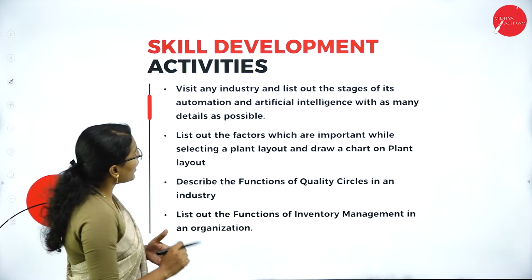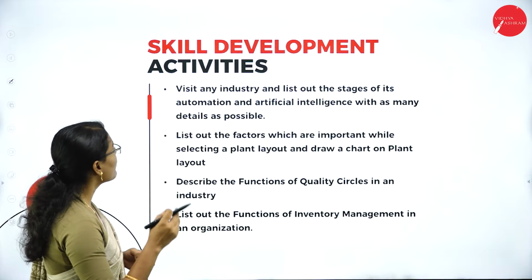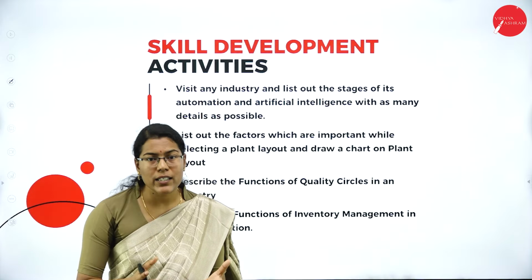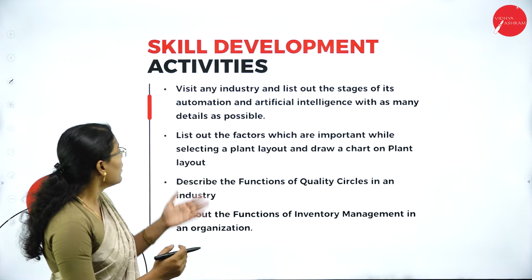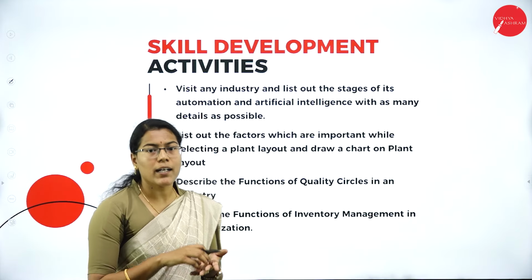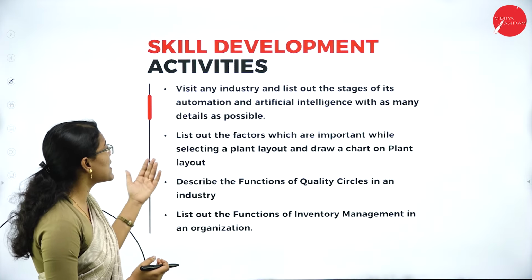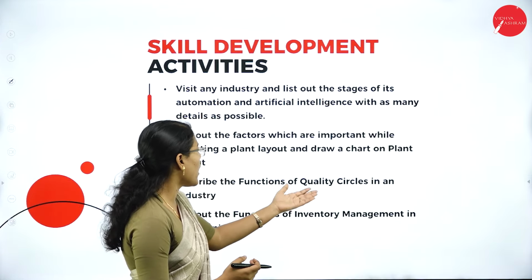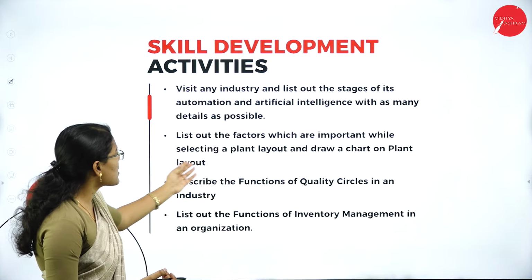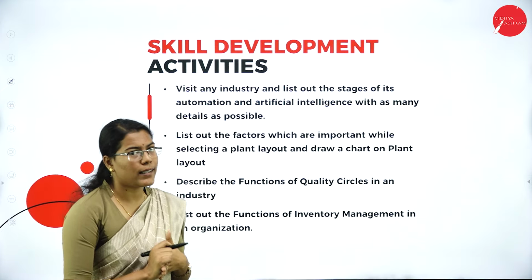So here are the skill development activities. Visit any industry and list out the stages of its automation and artificial intelligence with as many details as possible. Here you have to visit a local industry and document the automation and artificial intelligence procedures that are implemented in that particular organization. Then list out the factors which are important while selecting a plant layout and draw a chart on plant layout. So here you have to list out the factors while selecting a plant layout, as well as draw a chart on plant layout.